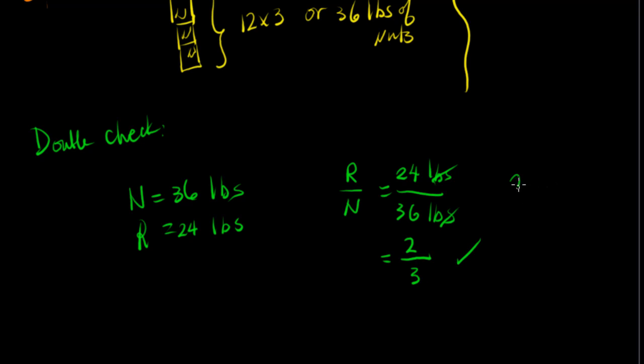Another thing we need to check is total weight. I have 24 pounds of raisins and 36 pounds of nuts. When I add them together, I have 60 pounds of mixture.